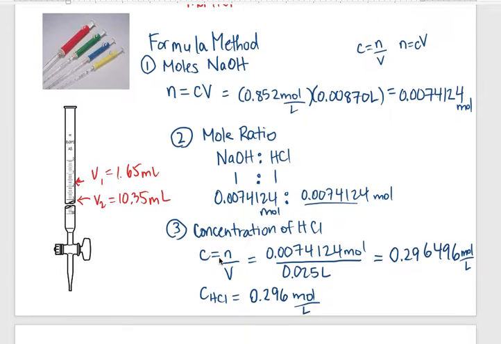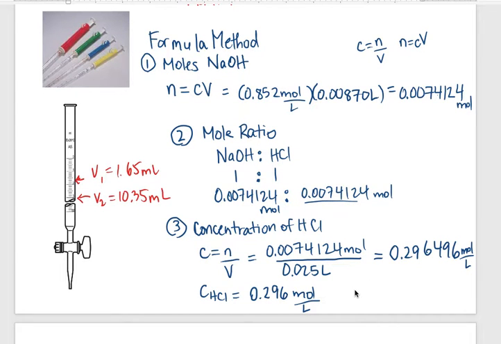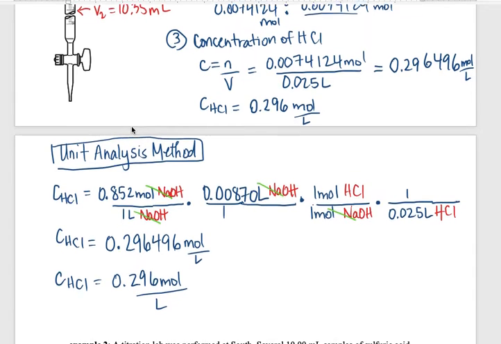Okay, from there, since we know the moles of hydrochloric acid now, we're going to find the concentration because we know that we used 25 milliliters, or in this case, 0.025 liters, because we need a mole per liter unit. Okay, so we divide those and we get this concentration in mole per liter. All right, so there is the formula method. Here's the unit analysis method.